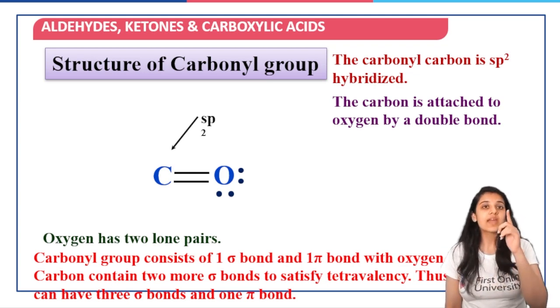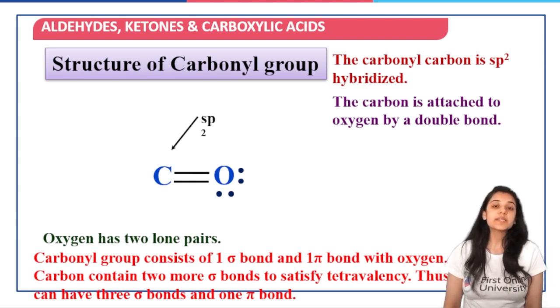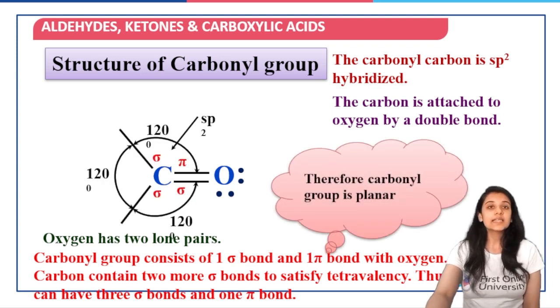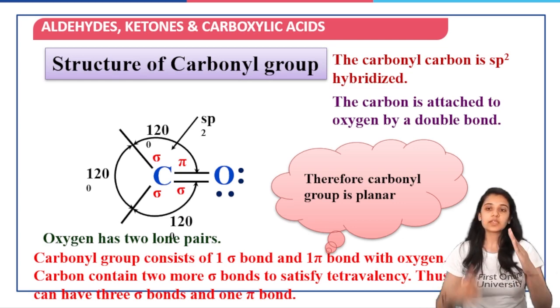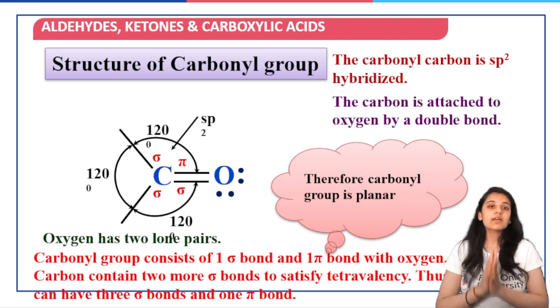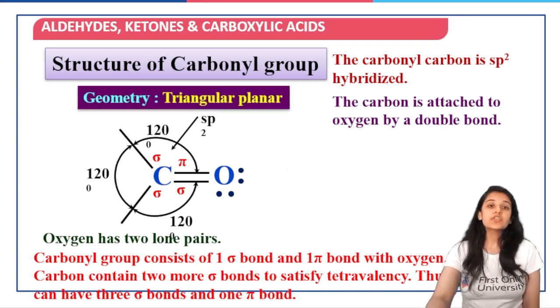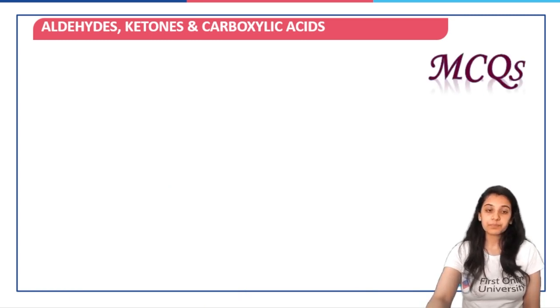And in cases where we have 3 sigma bonds to 1 carbon atom and 1 pi bond, the carbon atom is sp2 hybridized. The bond angle in case of sp2 hybridized carbon, we know is going to be 120 degrees. And since we have one sigma bond here, another here, another here, so 120-degree angles means it is going to be a planar structure of the carbonyl group. The geometry is going to be triangular planar, therefore, with a bond angle of 120 degrees.